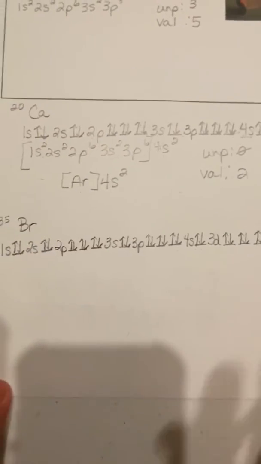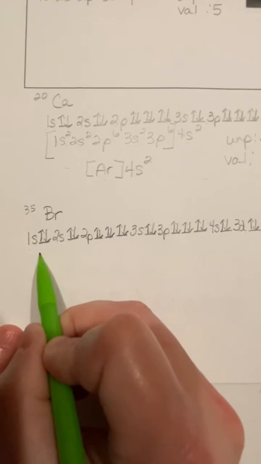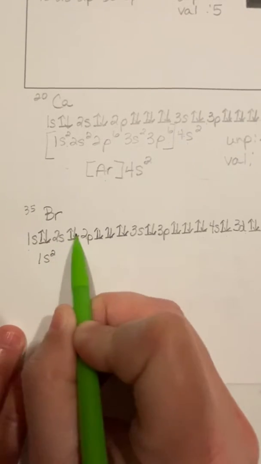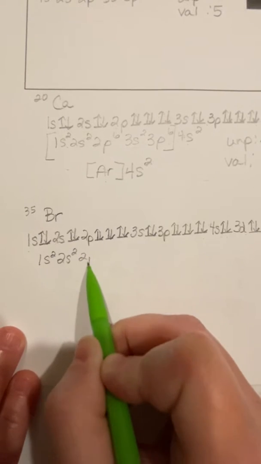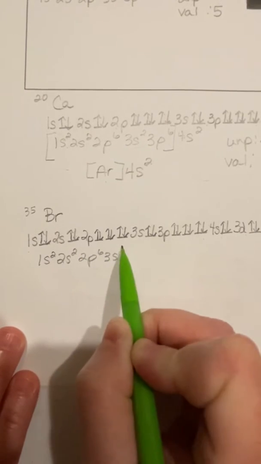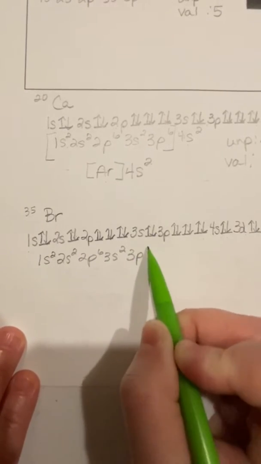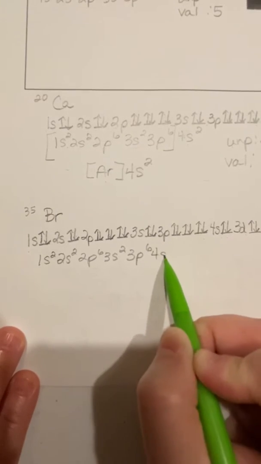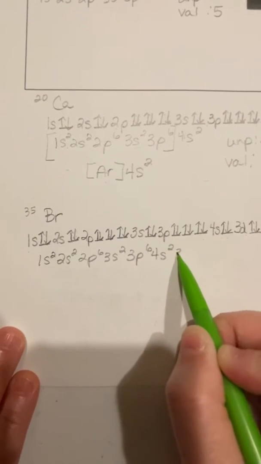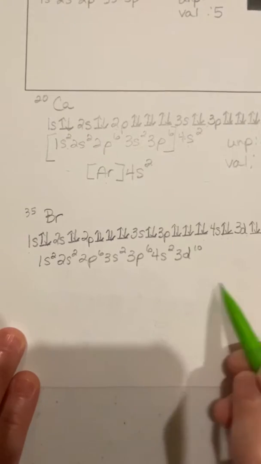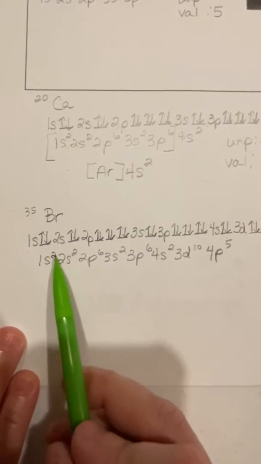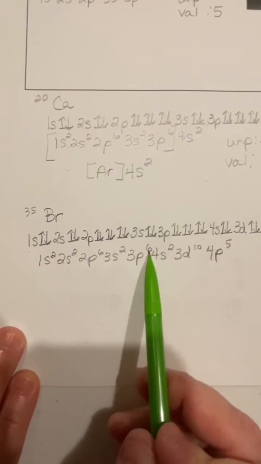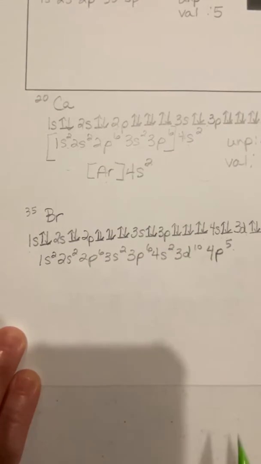So I'm going to go back here. Short form. 1s has 2 electrons in it. 2s has 2 electrons in it. 2p has 6 electrons in it. 3s has 2 electrons in it. 3p has 6 electrons. 4s has 2 electrons. 3d has 10 electrons. And then 4p has 5 electrons in it. So this should add up: 2, 4, 10, 12, 18, 20, 30, 35 electrons.